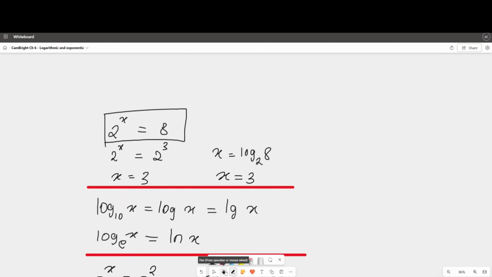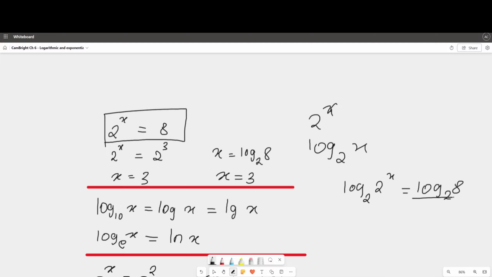Well, logs are sort of inverses of that exponential thing. 2 to the power x and log base 2 of x are inverses of each other. So what you can do is take log base 2 on both sides. You get log base 2 of 2 to the x is log base 2 of 8, and this is a function in your calculator. Actually this gives you x. We'll cover this later down.